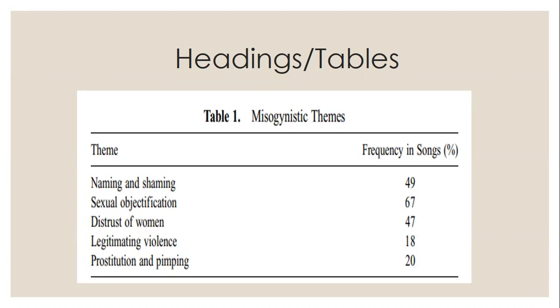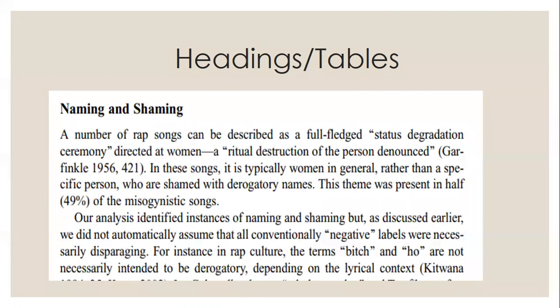And so just using this as an example again, I find another heading, and it's naming and shaming. And so this is one of the 5 points that we just saw in the table, right? And so remember I said, read the first sentence of each major paragraph, and that'll give you an idea of what that section is about. So let's see if that holds true in this particular case. What is naming and shaming?